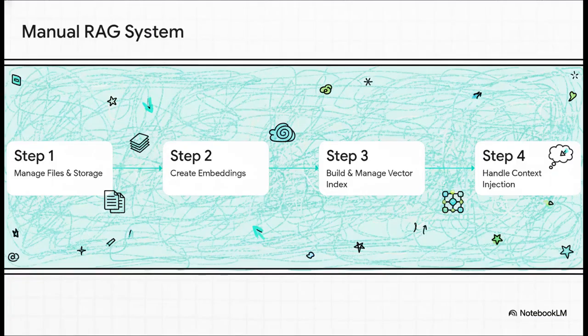So the old way of doing this, the hard way, is a process called Retrieval Augmented Generation, or just RAG for short. And it was a ton of work. You, the developer, had to handle everything. You had to manage the file storage, chop up the data into smaller pieces, create these things called embeddings, which are just fancy numerical versions of your text, and then build this whole other thing called a vector index just to make it searchable. It's a lot of heavy lifting.